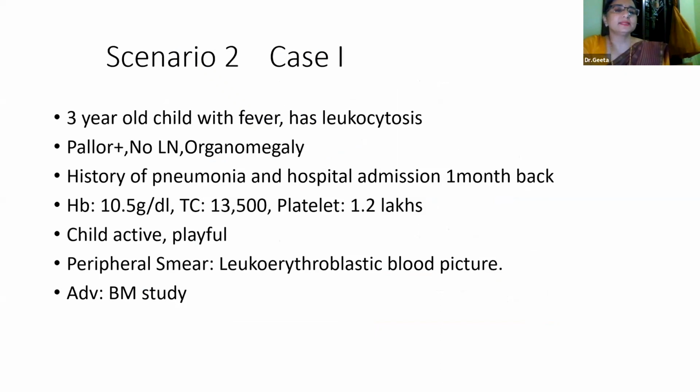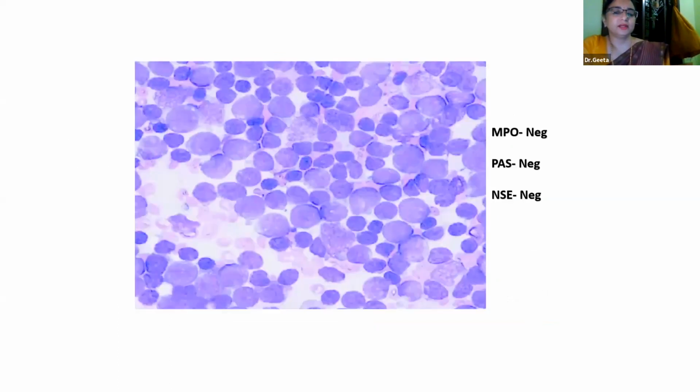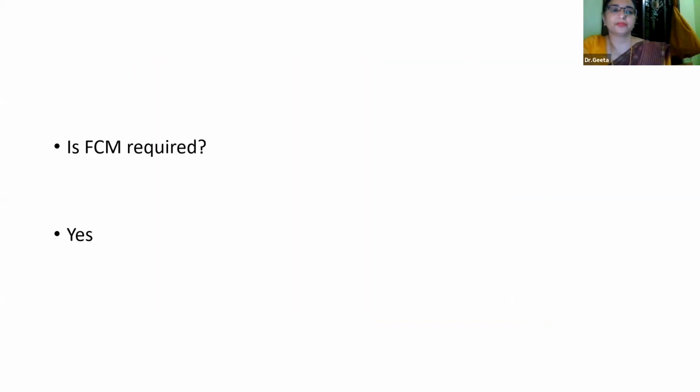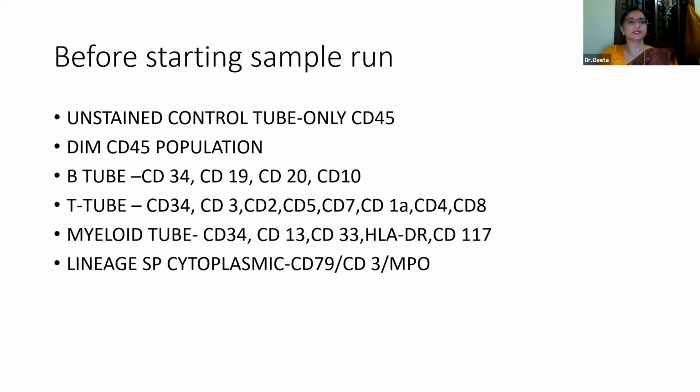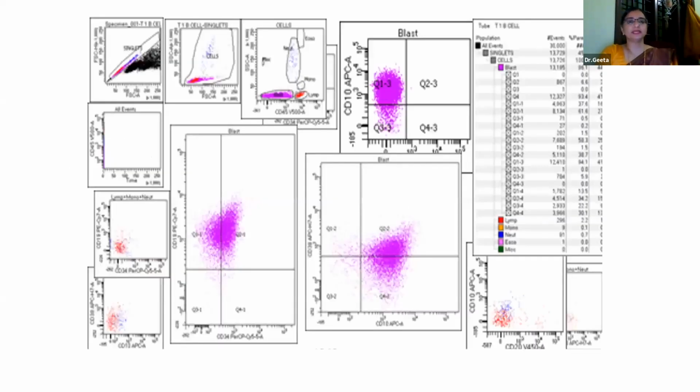Now, the next scenario is a small child who comes with strep pneumonia and has low Hb and a borderline platelet count, but has a leukoerythroblastic picture. His marrow is packed with blasts, but the special stains I tried are negative. So the question is, is FCM required here? Yes. Before running, I set up my tubes, and we also need to set up an unstained tube. I'll come to it later.